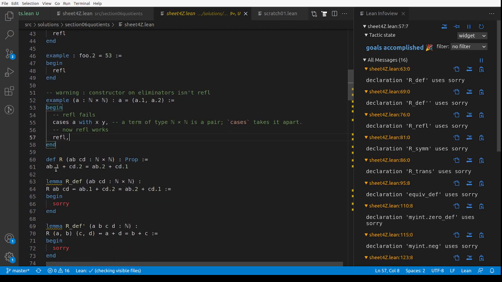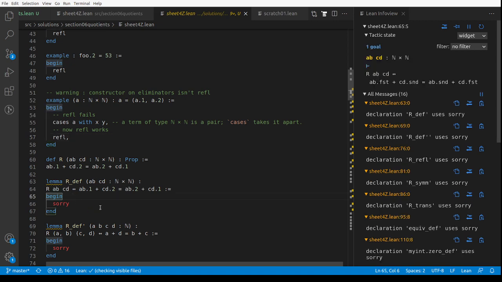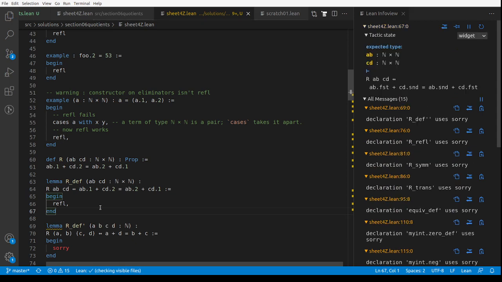So here's the definition of our binary relation on nat cross nat, and you see a general element of nat cross nat. I'm calling it AB, so it's a pair A comma B, but I'm just giving it a name AB, and CD, and so AB.1 I'm thinking of as A, and AB.2 I'm thinking of as B. So this just says A plus D is B plus C. And so this will be true by rfl because it's definitional.